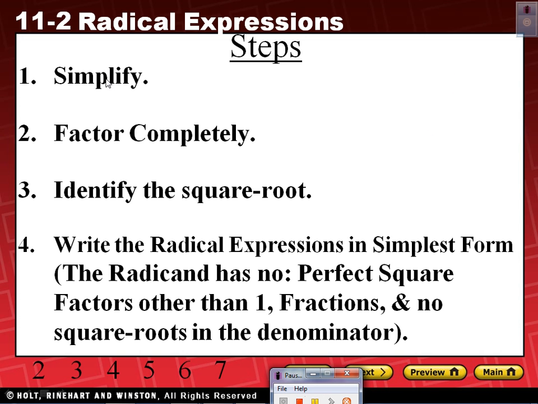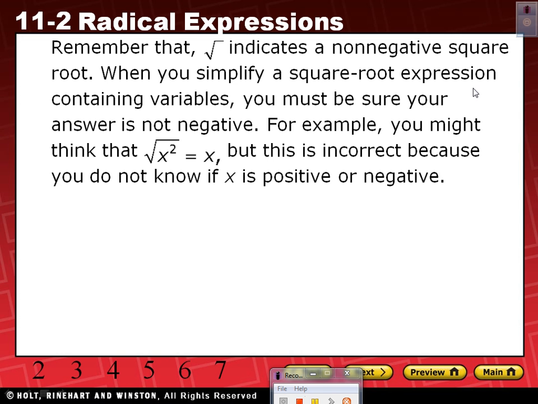Steps. Number 1, we simplify. Step 2, factor completely. Step 3, identify the square root. Step 4, we need to make sure we write it in simplest form. And what is that? Make sure that the radicand has no perfect square factors other than 1 or fractions. That means we cannot have fractions inside of the radical sign. Also, there are no square roots in the denominator of the expression. So when you have an expression, if there's a square root in the denominator, it's not simplified. Okay? All right, so with that said, check this out.